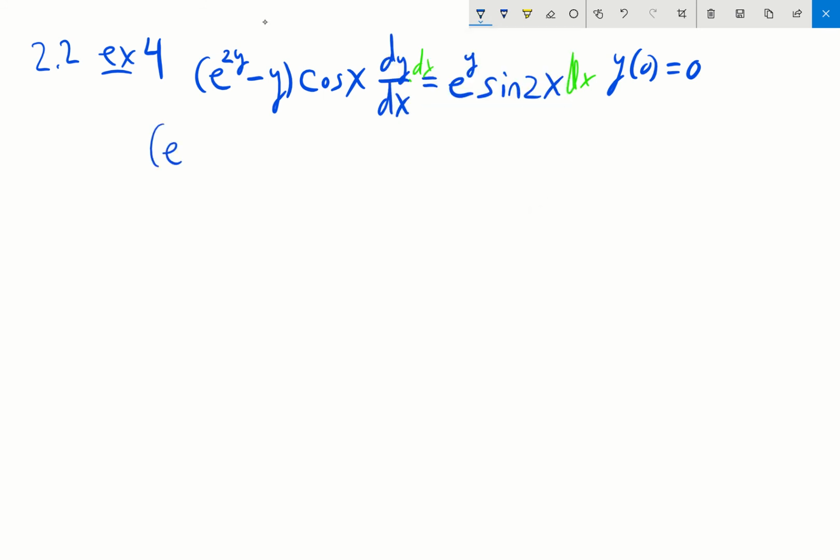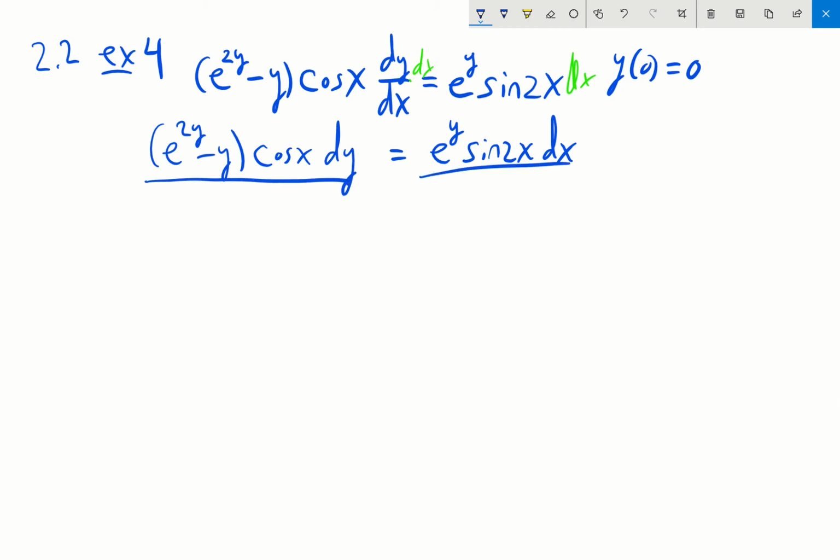We have e to the 2y minus y times the cosine of x dy is equal to e to the y sine of 2x dx. To get rid of this cosine of x term that's on the left-hand side, that's with the y's, I can divide both sides by cosine of x. And similarly, to get rid of this e to the y term, this hanging out with the x's, let's simultaneously divide both sides by e to the y.